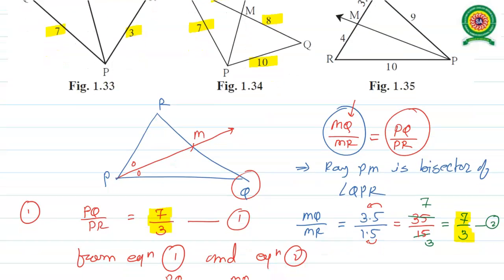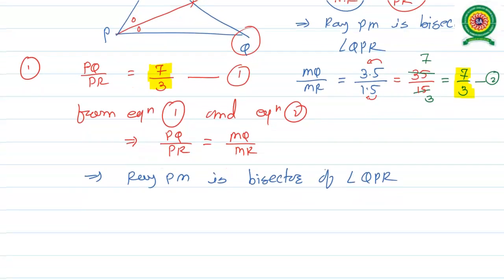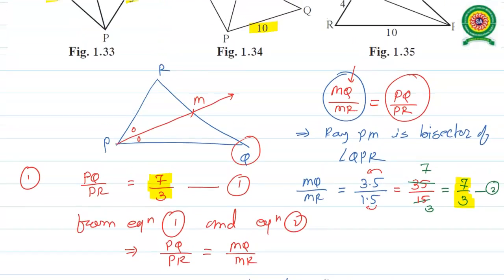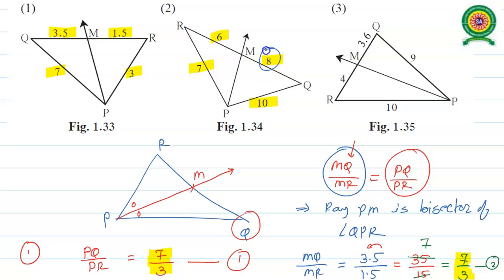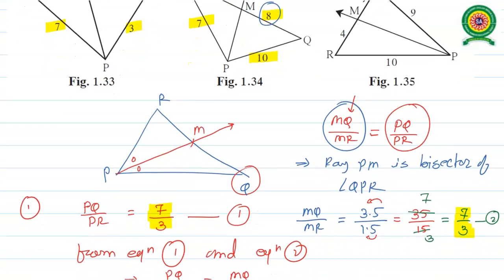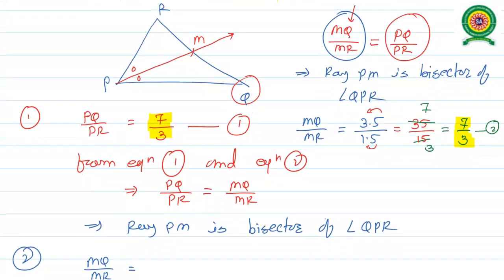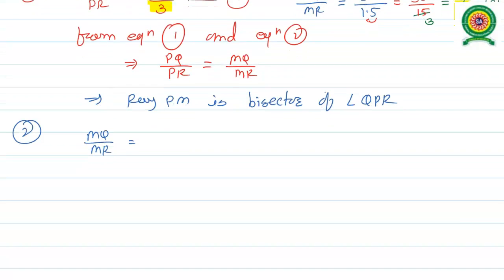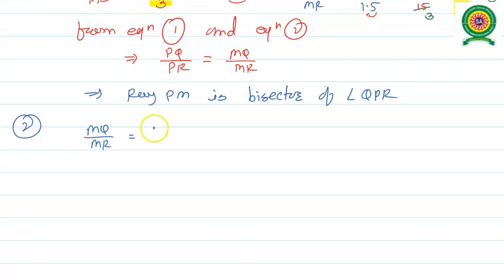Now for the second sub question, we first find MQ divided by MR. Looking at the figure, MQ equals 8 and MR equals 6, so MQ divided by MR equals 8 divided by 6. Now, as everyone knows, 2 fours are 8 and 2 threes are 6. I would like to call it equation number 1.